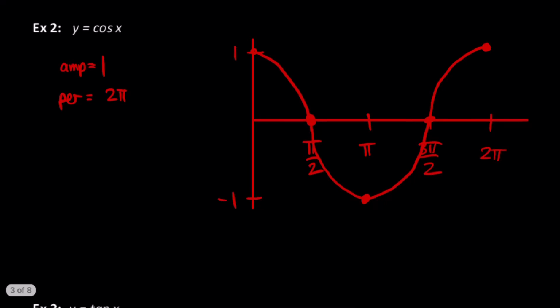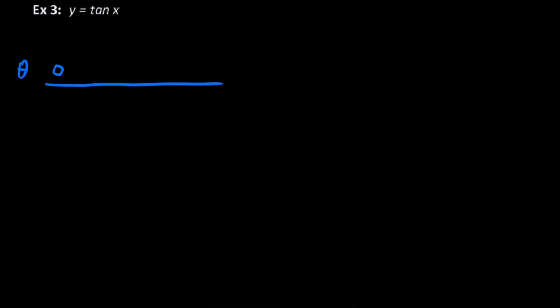Okay, let's move on to our last trig function that we'll be graphing, and that's tangent. And tangent is a little bit more confusing, because if you remember how tangent works, we have 0, undefined, 0, undefined, 0, and it just keeps going back and forth. So we need to be a little bit more careful the way we do this. Here's my theta. So we have 0, pi over 2, pi, 3 pi over 2, and 2 pi.